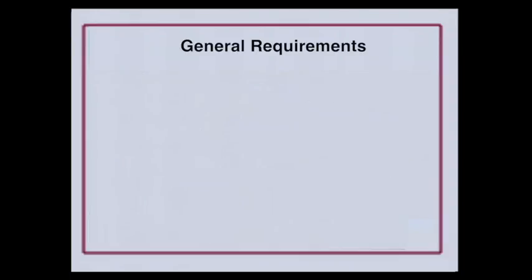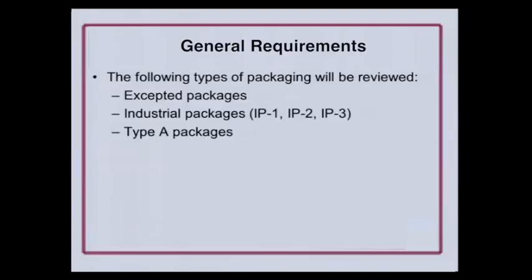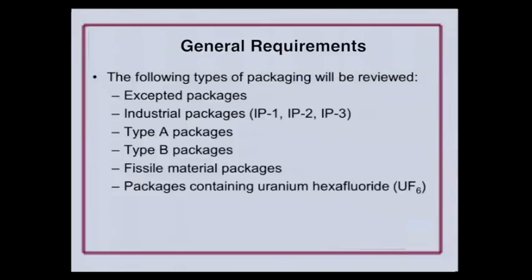We're going to look at several different types of packaging. We are going to look at exempted package, and you'll see I use the word packages here because we're going to take the packaging and the contents together. Industrial packages, which are designated IP 1, 2, and 3. Type A packages. Type B packages. Fissile material packages, and then packages containing uranium hexafluoride. Special case there. We'll talk about those. We're going to look at each one of these and what goes into them.